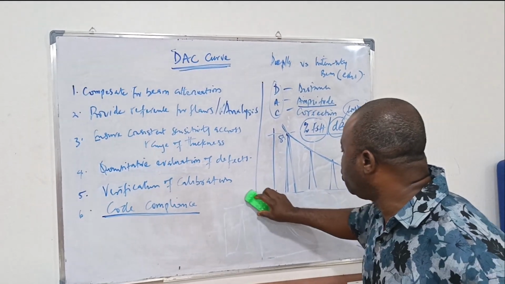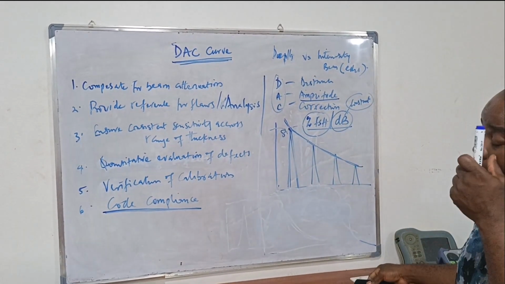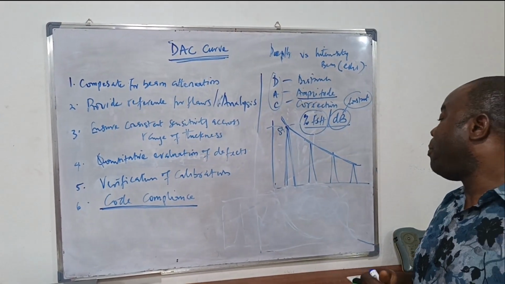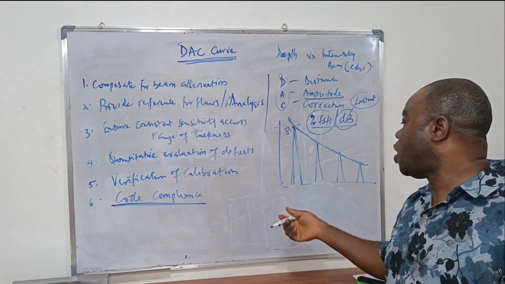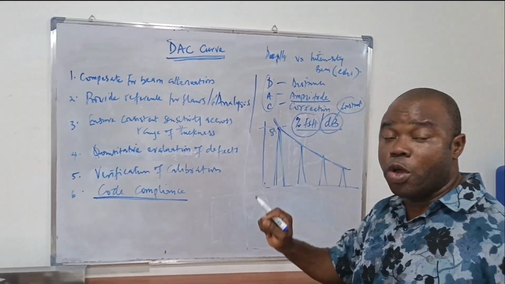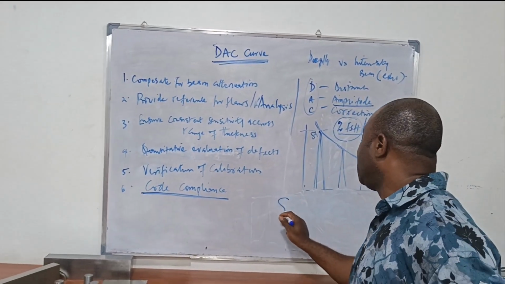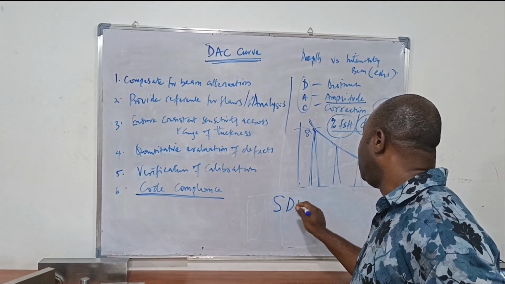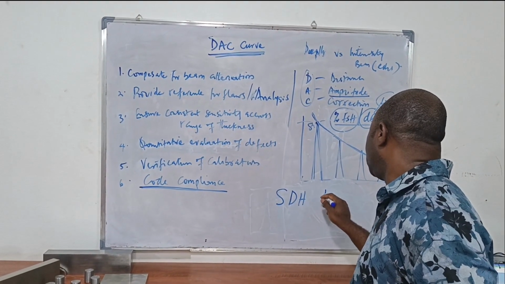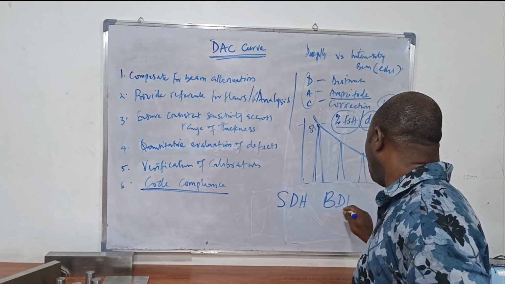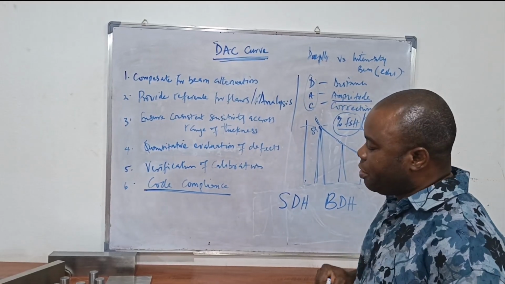Another thing you're going to notice when you are plotting your DAC is the orientation of the hole, because you are going to use one of two kinds of hole. You are either going to use a side drill hole, or you are going to use a bottom drill hole. What do we mean by side drill hole?